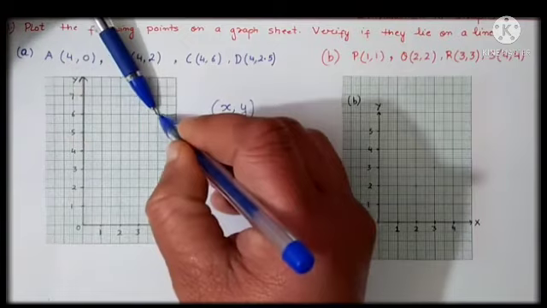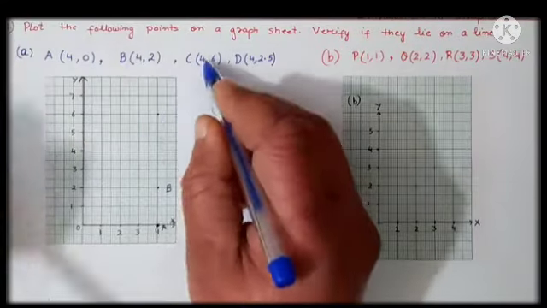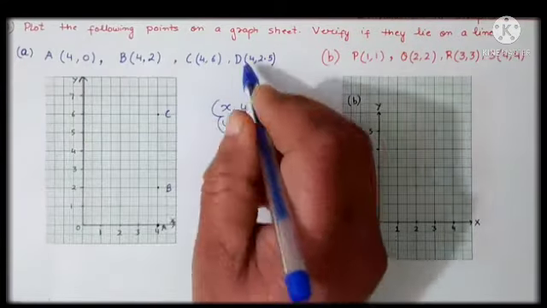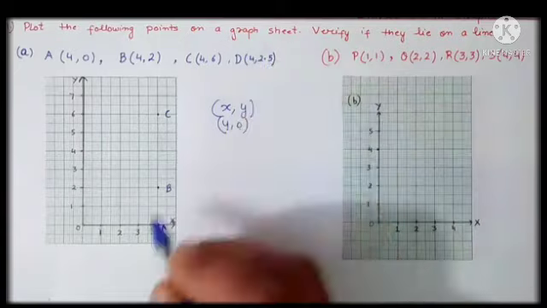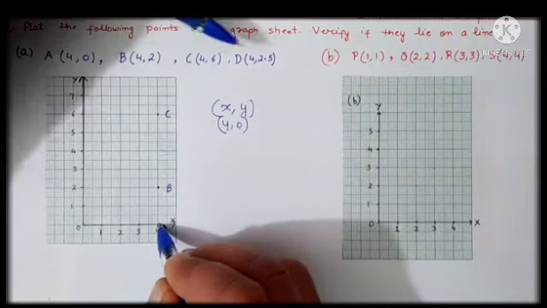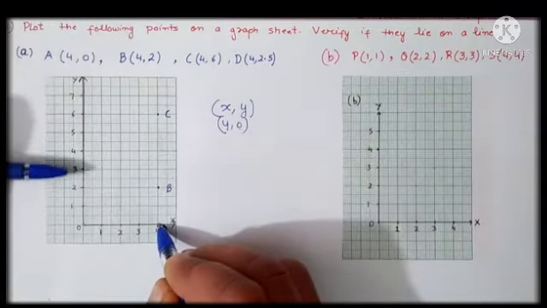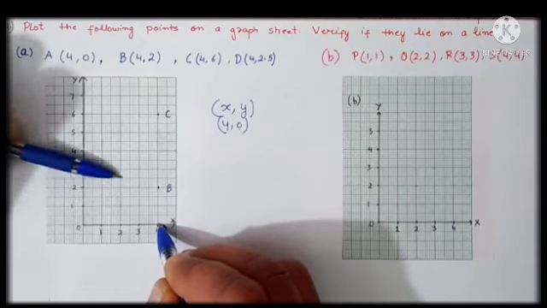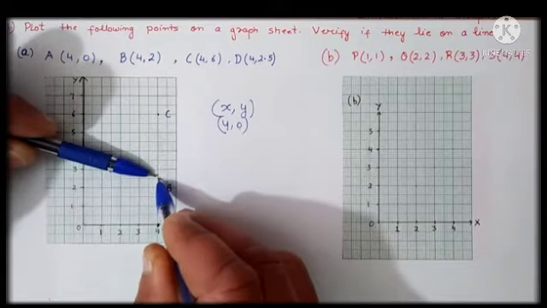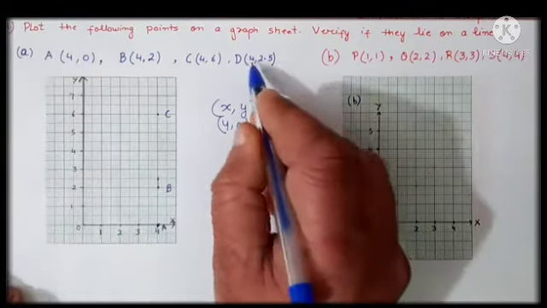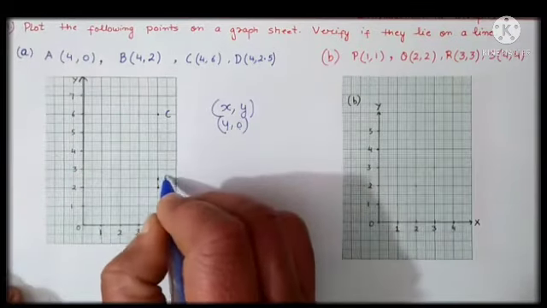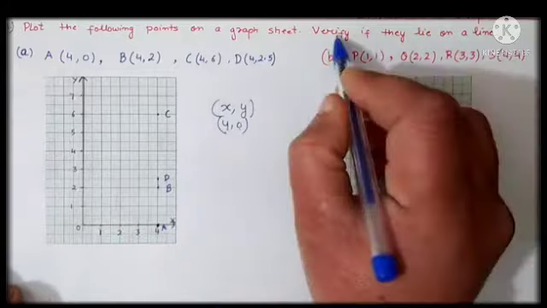Now move to point C. Its coordinates are 4 and 6. X coordinate is 4 and y coordinate is 6. After that we will plot the last point D, (4, 2.5). 2.5 will lie in between 2 and 3. Now we are done with the plotting of all the 4 points.